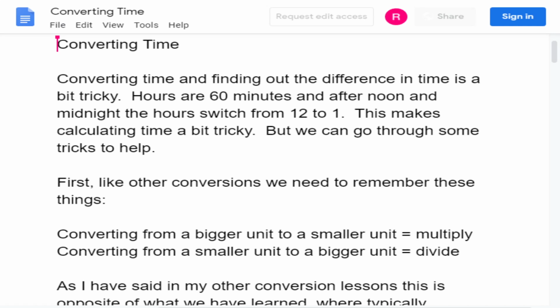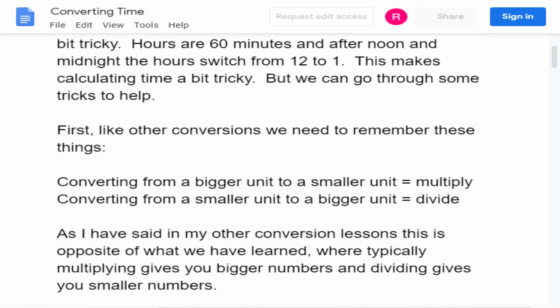Right. We are going to talk about converting time today. Converting time and finding out the difference in time is a bit tricky. Hours are 60 minutes, and at afternoon and midnight, the hours switch from 12 to 1. This makes calculating time a bit tricky, but we can go through some tricks to help.